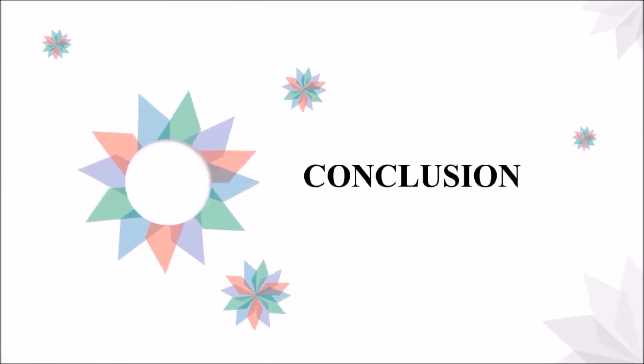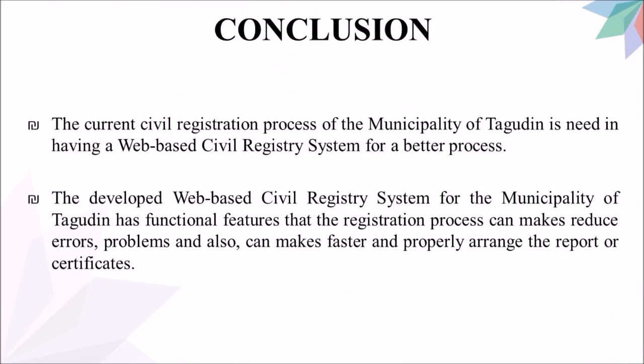Conclusion: the current civil registration process of the Municipality of Tagudin needs a web-based civil registry system for a better process. The developed web-based civil registry system for the Municipality of Tagudin has functional features that can reduce errors and problems in the registration process, and also make it faster and properly arrange the report or certificate.